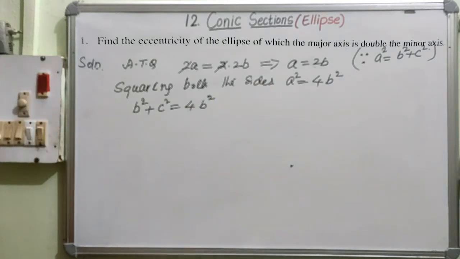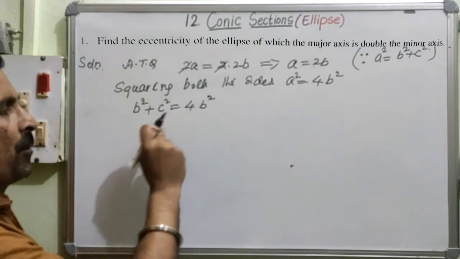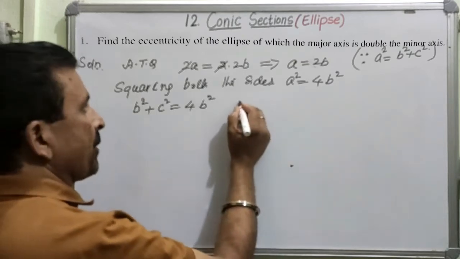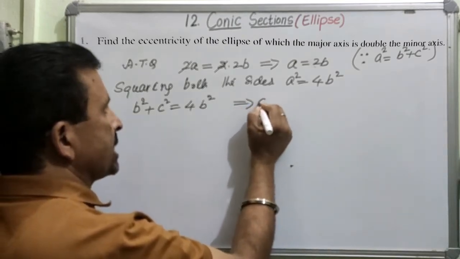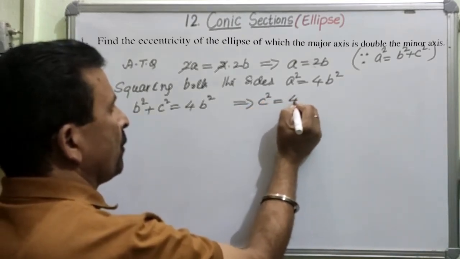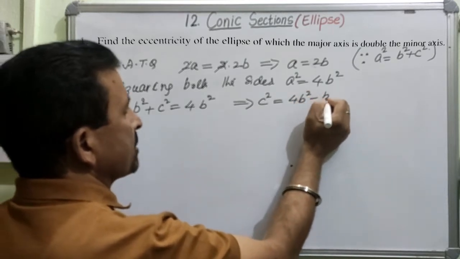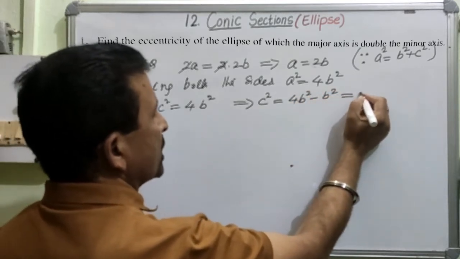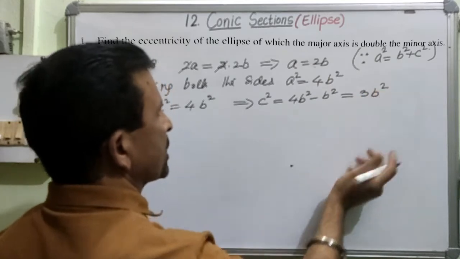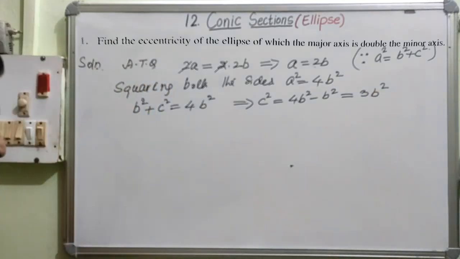Is it okay? Now, in this we can see that b square and 4b square are like terms. So, we will simplify. This becomes c square is equal to 4b square minus b square, and this will be equal to 3b square. So c square is equal to 3b square.